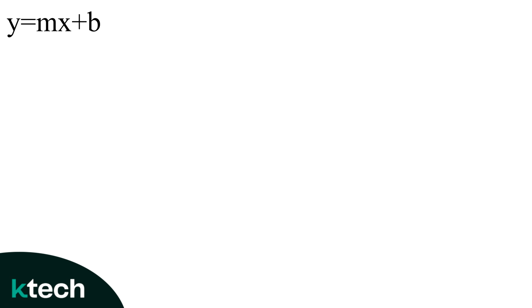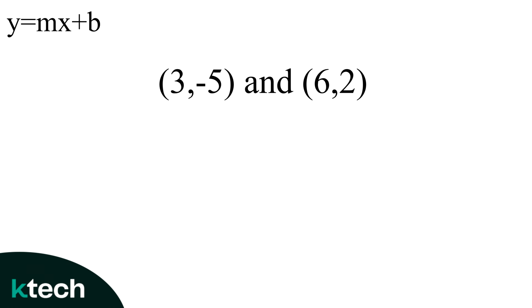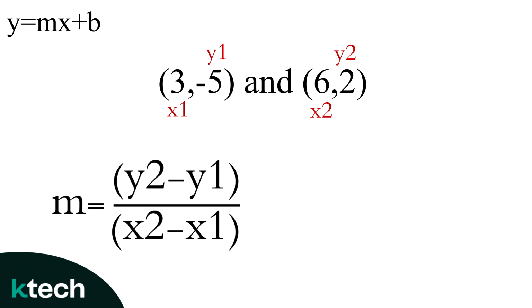y = mx + b. Here, m is the slope and b is the y-intercept, where the line crosses the y-axis. The first step is to use the 2 points to find the slope. We plug the points (3, -5) and (6, 2) into the slope formula: m = (y2 - y1) / (x2 - x1). Remember, slope is equal to the difference in the y-coordinates over the difference in the x-coordinates.